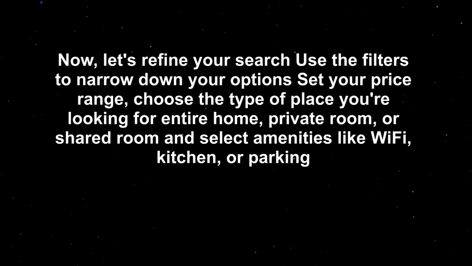Now, let's refine your search. Use the filters to narrow down your options. Set your price range. Choose the type of place you're looking for: entire home, private room, or shared room, and select amenities like Wi-Fi, kitchen, or parking.